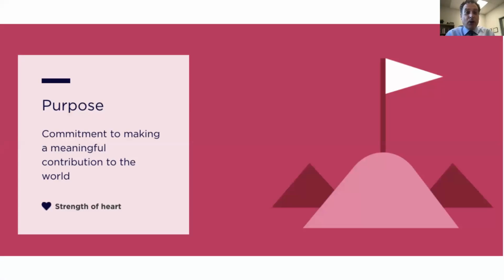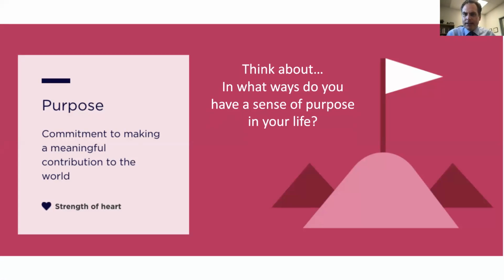So if you remember, purpose is that commitment to make a meaningful contribution to the world. Those are big words. It means the same thing as our school motto, caring to make a difference. If we really work to make a positive difference in the world, to make the world a better place, that's our purpose. And we're using our purpose, and it's really a strength of heart. So think about, in what ways do you have a sense of purpose in your life? There might be some ideas on our next slides.